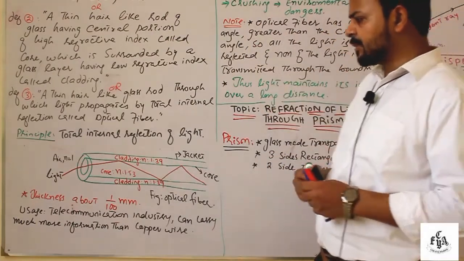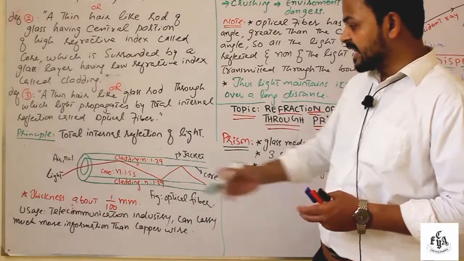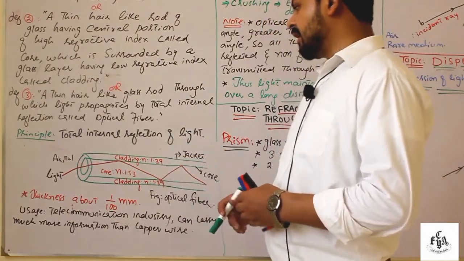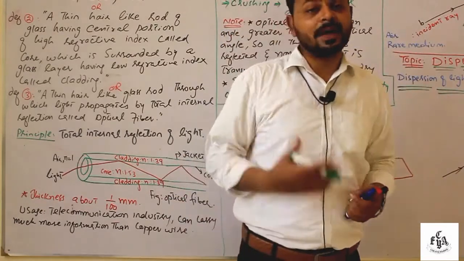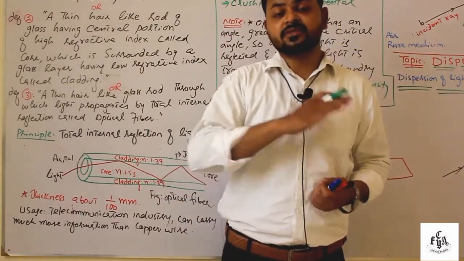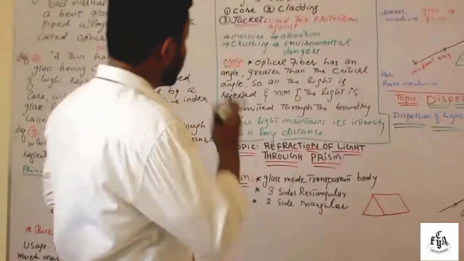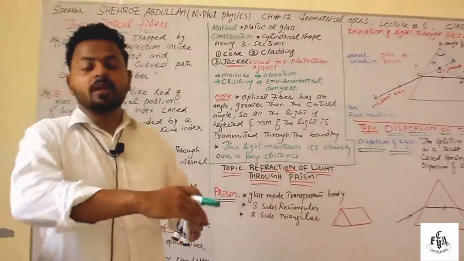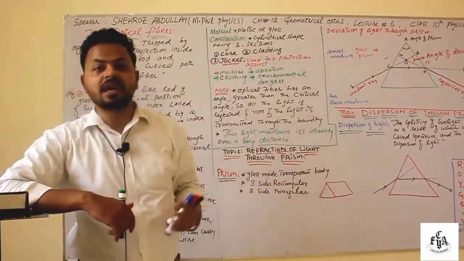Its thickness is about 1/100 millimeter, right? It is also used in the telecommunication industry to carry more information than copper wire, and it is cheaper as well, so it is the best alternative for transmitting signals as light over long distances. Now, from which material are optical fibers made? Plastic or glass is used.